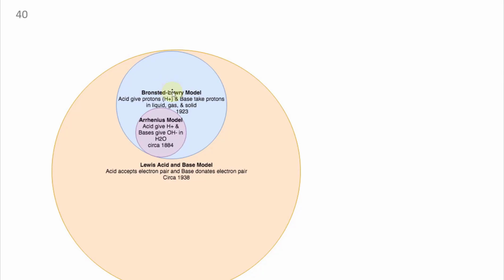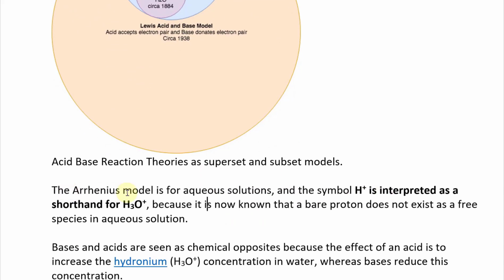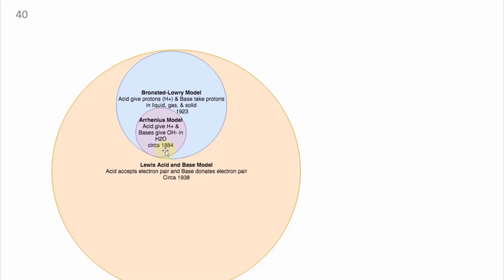Then you have the Bronsted-Lowry model. The Arrhenius model is inside this one, which is inside the overall one about donating and accepting electron pairs. In the Bronsted-Lowry model, an acid gives protons, H+, and a base takes protons, in liquid, gas, and solid. This is from 1923, and the Arrhenius model is all the way from 1884. It's specifically giving or forming H3O+, the hydronium ion, and the bases give OH-.